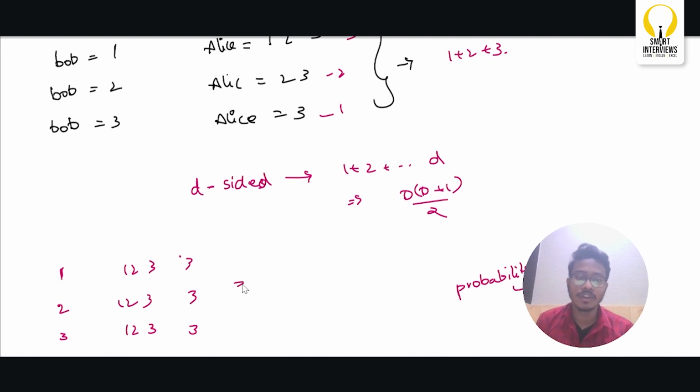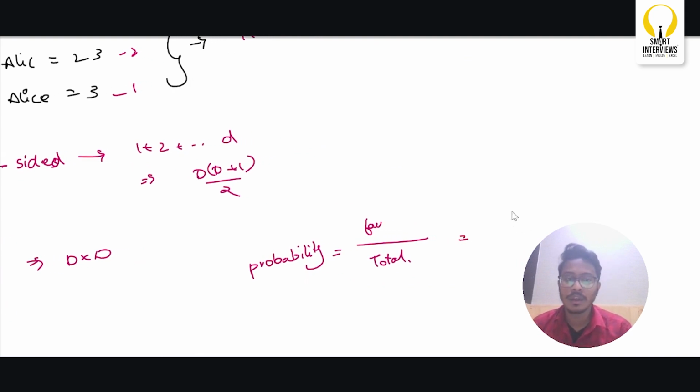So the total will be D into D, right? If it is a D-sided dice. Yes. So the favorable is nothing but D into (D plus 1) by 2, and the total ways are D into D. If we simplify the formula, this gets cancelled. It is nothing but (D plus 1) by 2D. This is the formula, right?